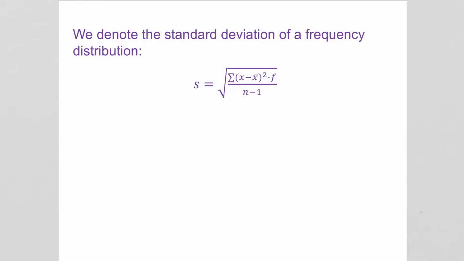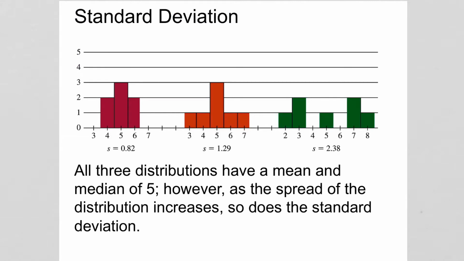And there's that formula again. All three of these distributions have a mean and median of 5. However, as the spread of the distribution increases, so does the standard deviation. So you can see a smaller spread has a smaller standard deviation. This spread just goes from 3.5 to a little less than 6.5. Well, this one goes from a little over 2.5 to a little over 7, and the standard deviation is bigger. And this one, I think that's actually 2 to 8. And the standard deviation is even bigger.